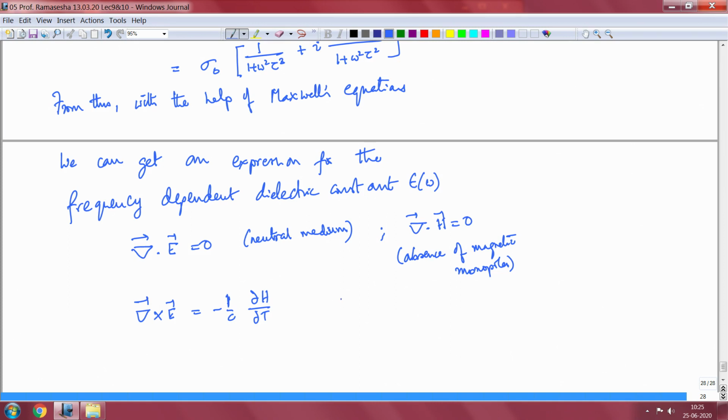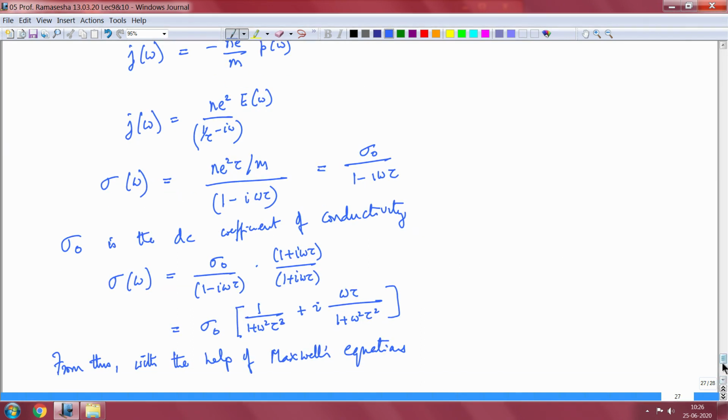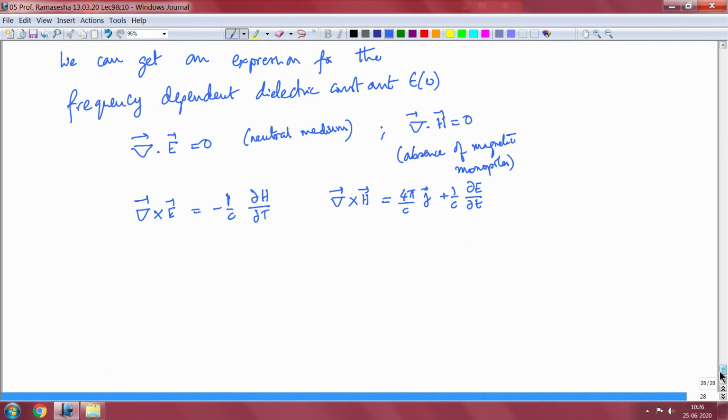And then we have the Ampere's law, which is the equivalent of the third equation of Maxwell's, the equivalent of Faraday's law, but in terms of magnetic field. So it is del cross H is equal to 4 pi by C times J. J is the current density, and this is the experimental observation. But Maxwell also introduced the fact that time varying electric fields also give rise to magnetic fields. Because of that, he has added this 1 by C del E by del T. So these are the 4 Maxwell's equations, and let us see how we can apply them.